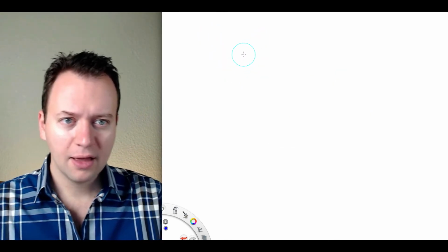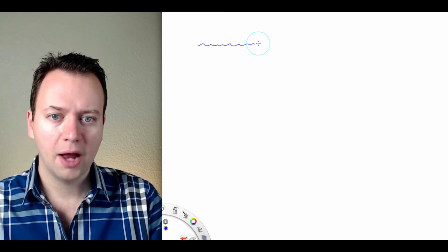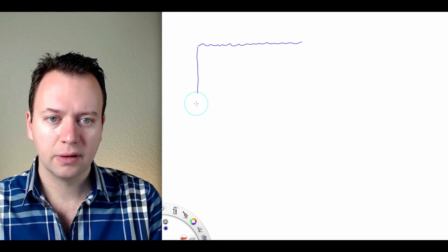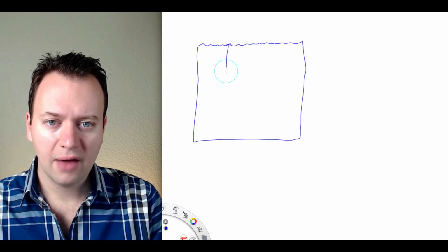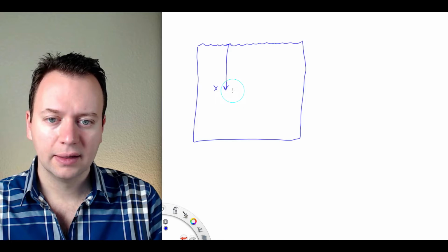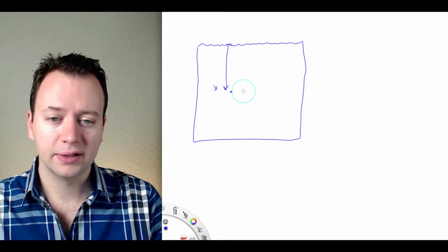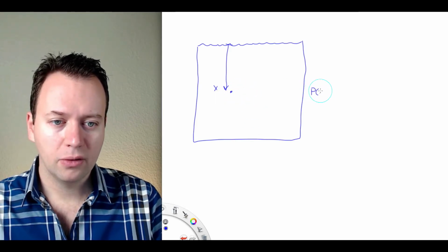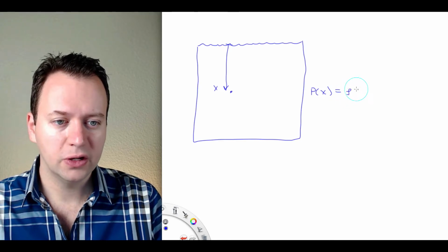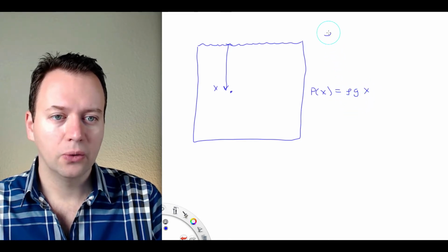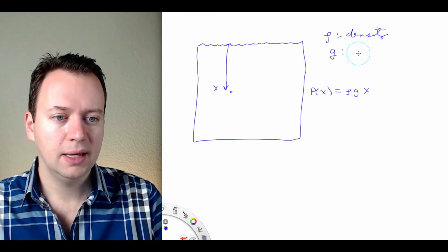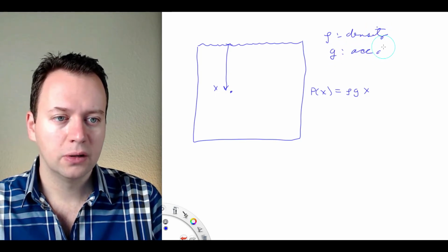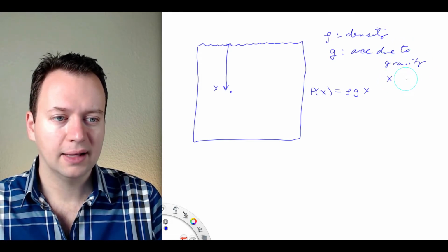So if you have some sort of body of water, so here's the surface, here we're underwater, and you have a depth of x, what's the pressure at a depth of x? Well, the pressure formula that we'll use is rho g x. So rho is the density of the liquid, g is acceleration due to gravity, and then x is your depth.